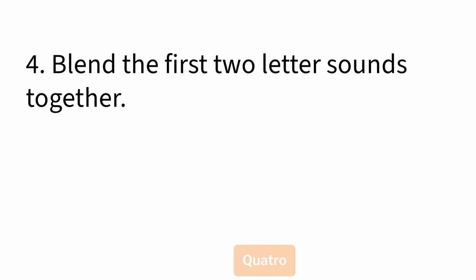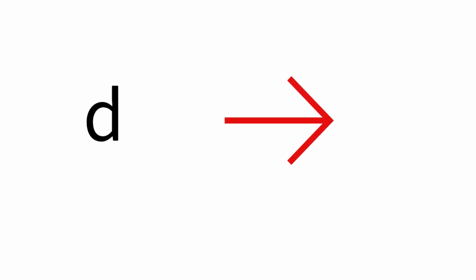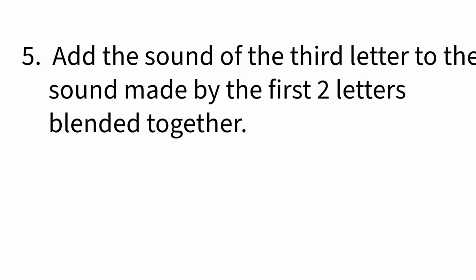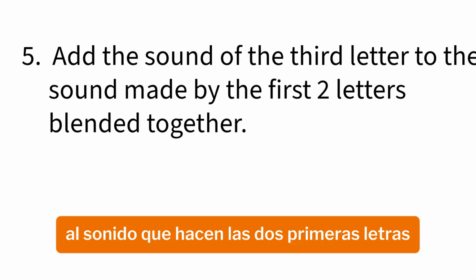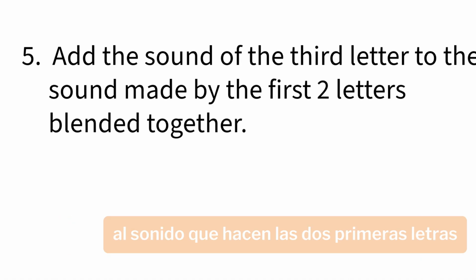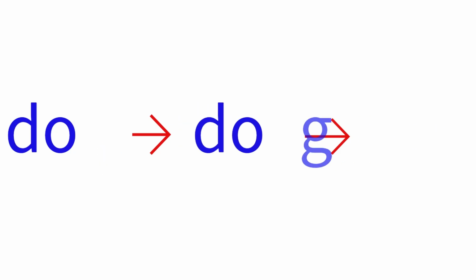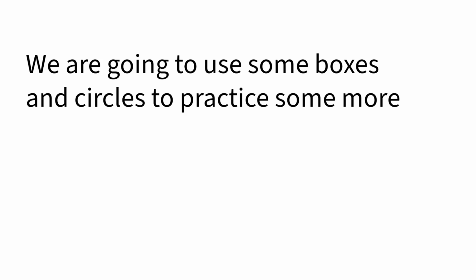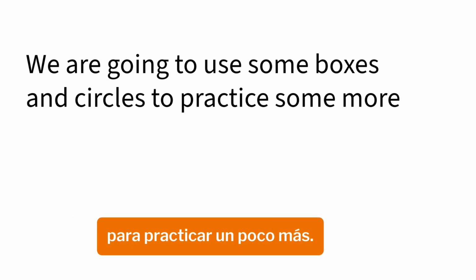4. Blend the first two letter sounds together. D, ah, da. 5. Add the sound of the third letter to the sound made by the first two letters blended together. Da, g, dog, dog. We are going to use some boxes and circles to practice some more.